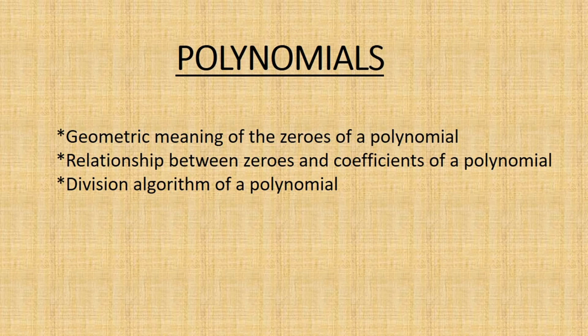Here we can split the chapter into 3 topics: geometric meaning of the zeros of a polynomial, relationship between zeros and the coefficients of a polynomial, and a division algorithm of a polynomial. So we can divide the polynomial chapter into 3 parts.